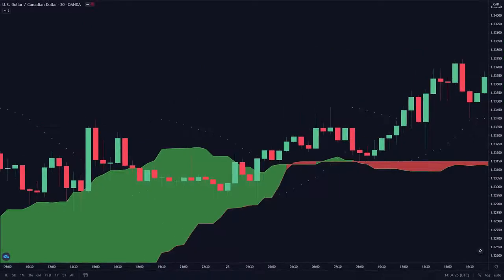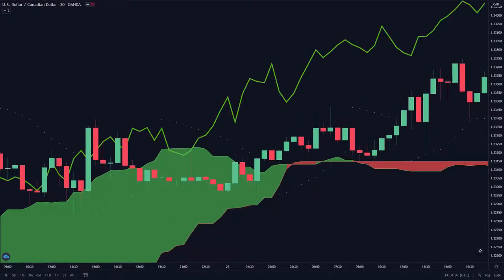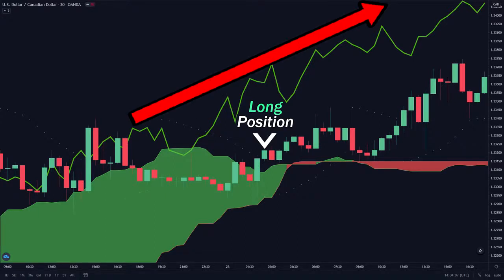So to further confirm the trend, you can add the lagging span to further confirm the overall trend direction. So if the Ichimoku parabolic SAR displays a long position while the lagging span is heading upwards, that is a good sign that the price is on an uptrend.